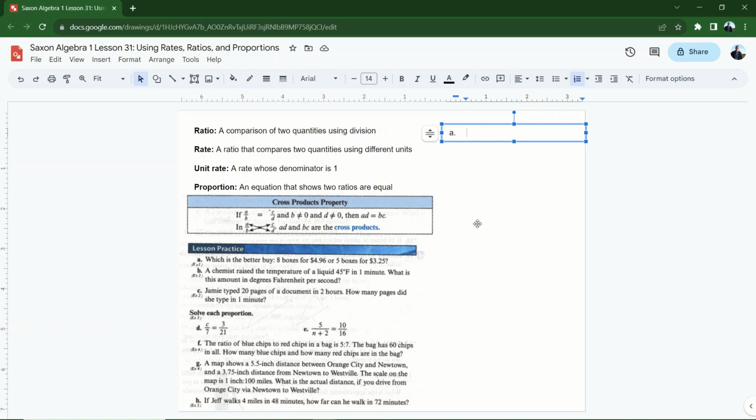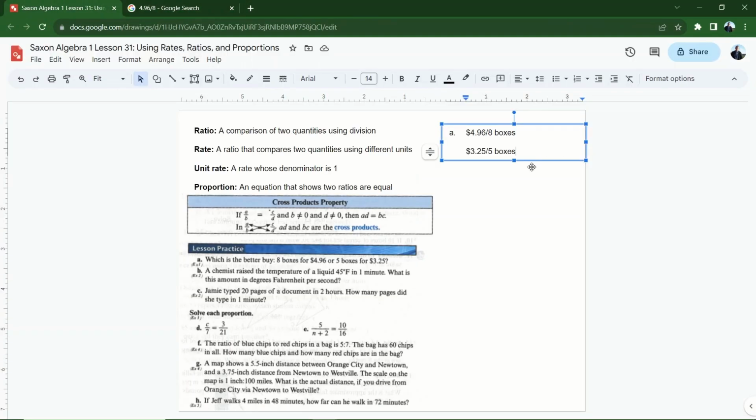So I put dollars on the top, boxes on the bottom. My first ratio would be 4.96 per 8 boxes. That is not a unit ratio yet. My second ratio would be $3.25 over 5 boxes. Okay, so now I need to take each of these top numbers and divide. So let's do 4.96 divided by 8. 4.96 over 8 is 62 cents.